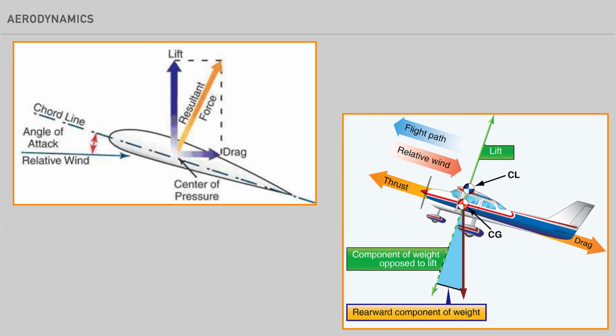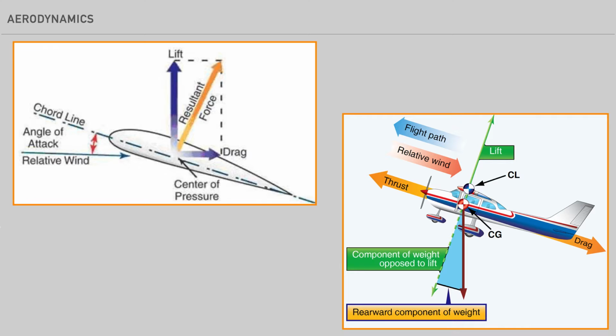Thrust is the forward force applied to the airplane, increasing its total energy, and generally acts parallel to the longitudinal axis. Drag opposes thrust, thus stealing energy from the airplane, acting rearward, parallel to the relative wind.